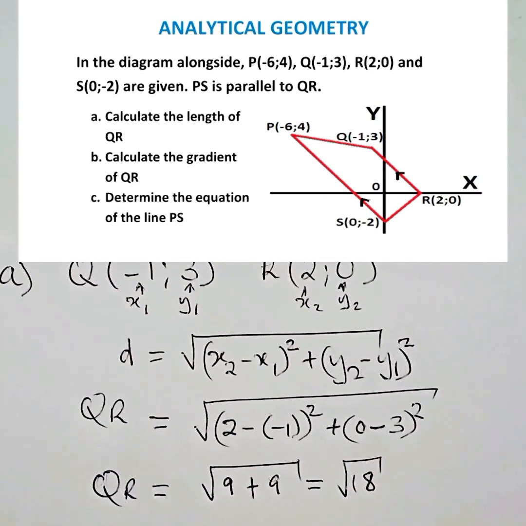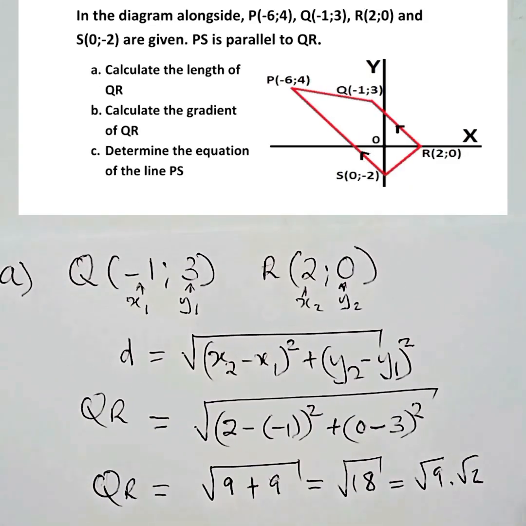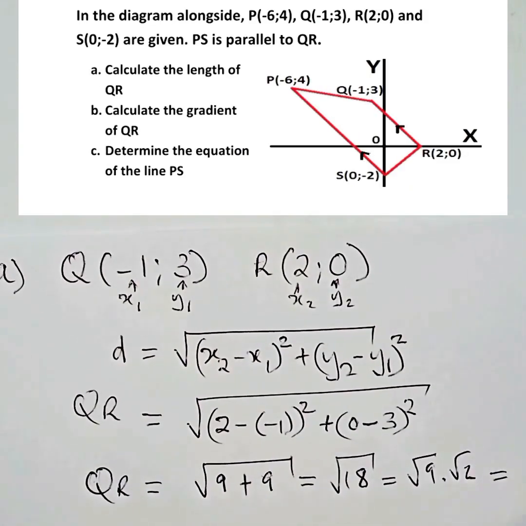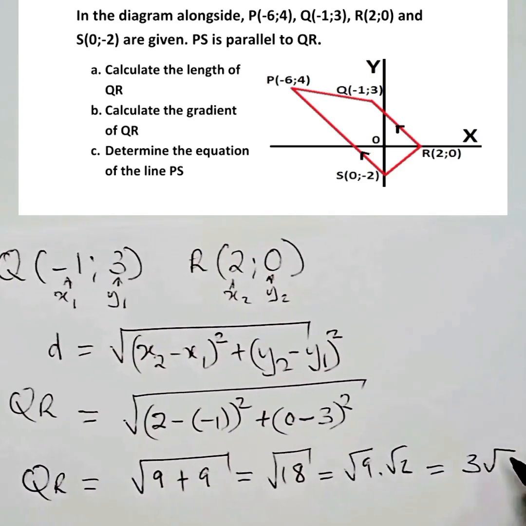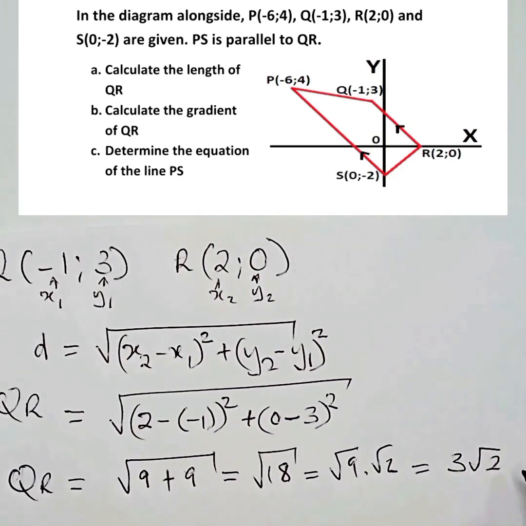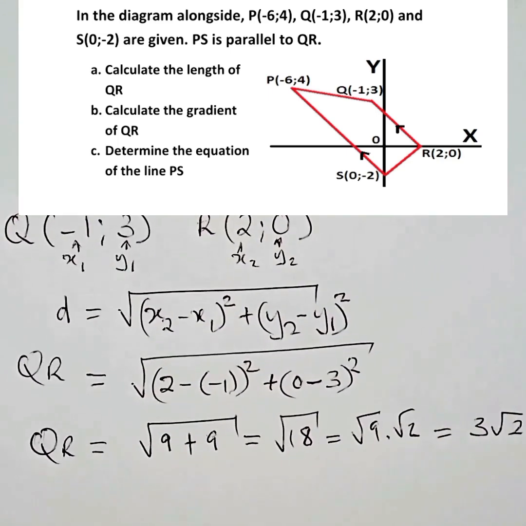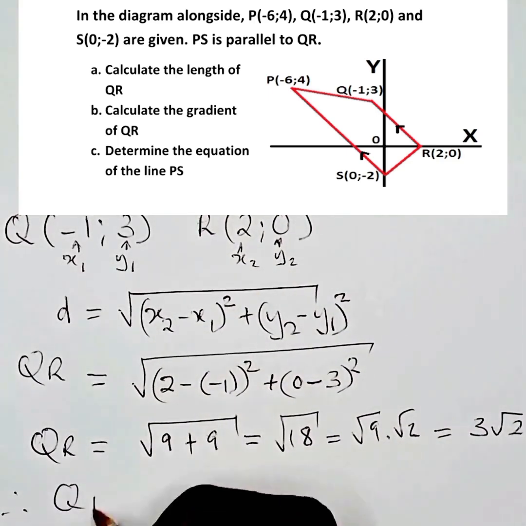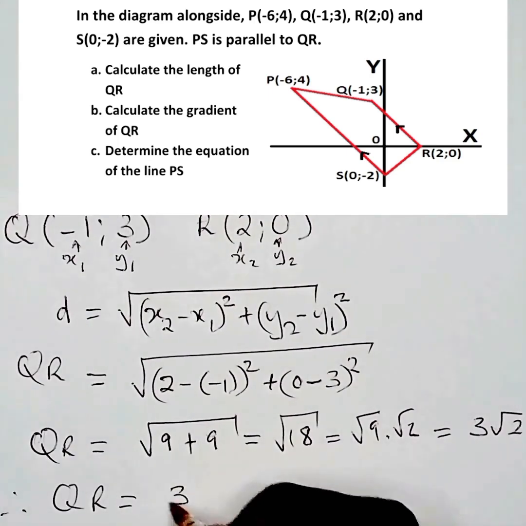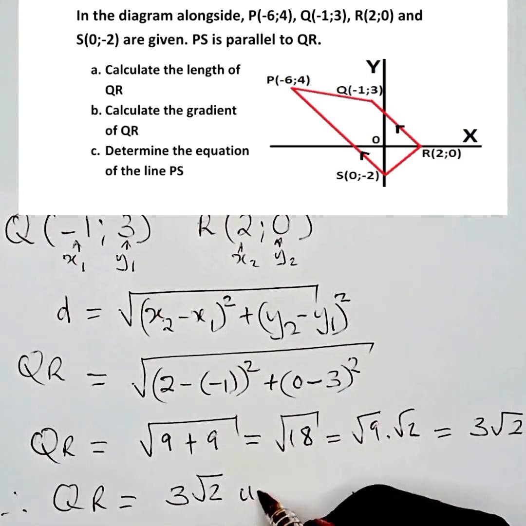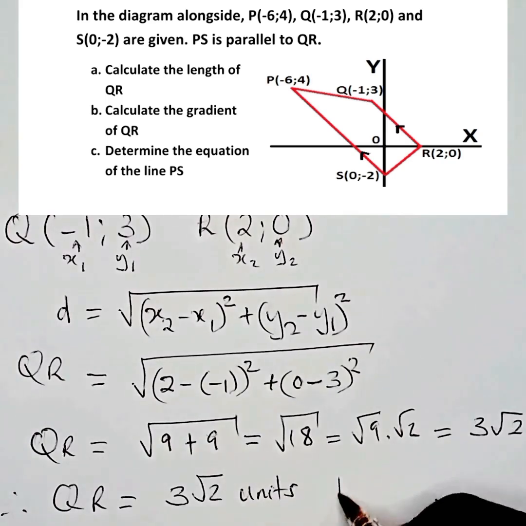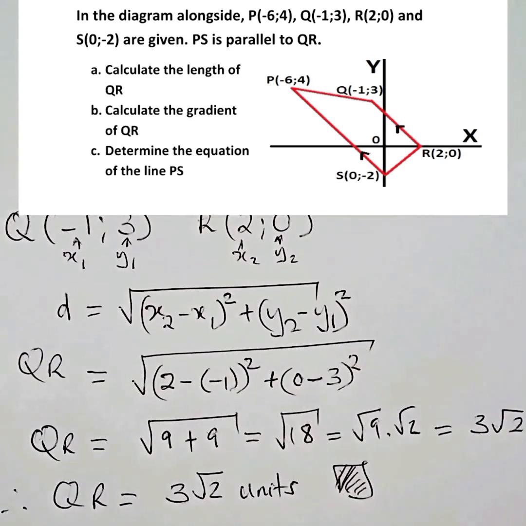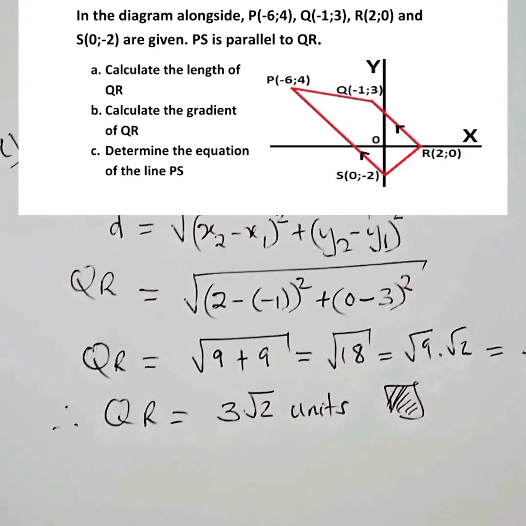Now you remember from the laws of surds, this is equal to root 9 by root 2, and that gives us 3 root 2 as the answer. Therefore, QR is equal to 3 root 2 units. We've finished the first part of that question. Now, let's move on to part B.